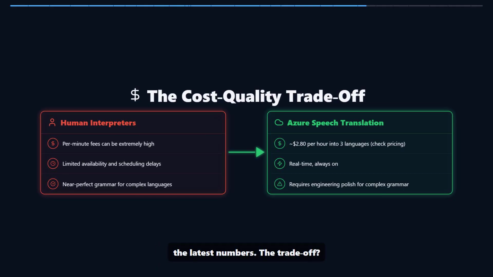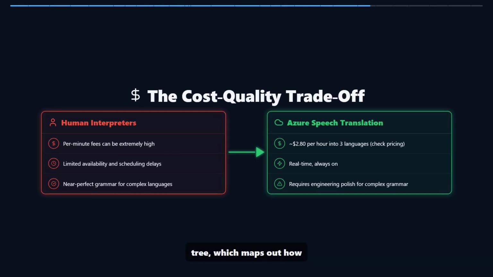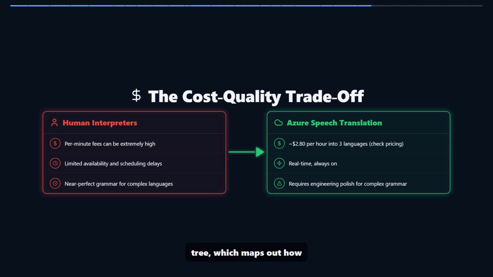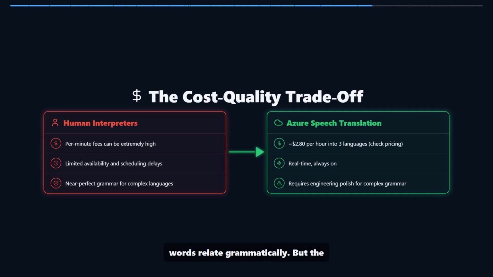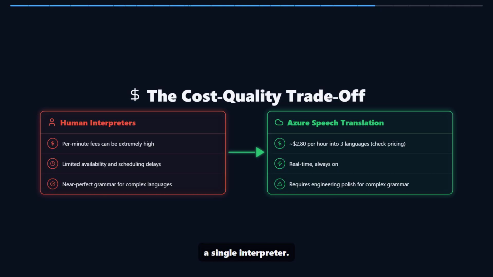The trade-off? You'll invest engineering time polishing grammar, especially for languages with complex morphology. Think tweaking the dependency tree, which maps out how words relate grammatically. But the cost savings are enormous, and you don't need to hire a single interpreter.